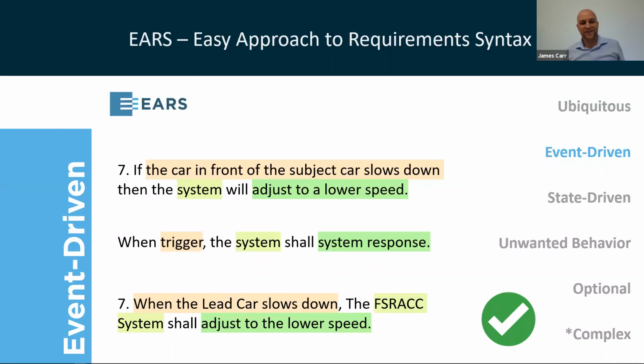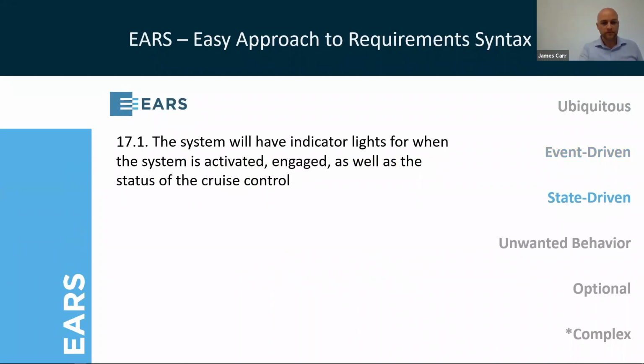So here it is. The event-driven requirement that we just looked at, there it is laid out the same way. This one is actually pretty close to EARS starting out with, so it just needed a couple of adjustments to conform with the way that we're writing it. So the next one is the state-driven requirement. It says the system will have indicator lights for when the system is activated, engaged, as well as the status of the cruise control.